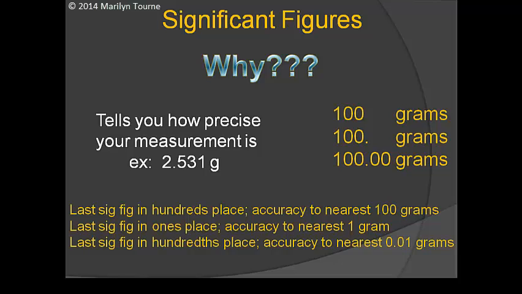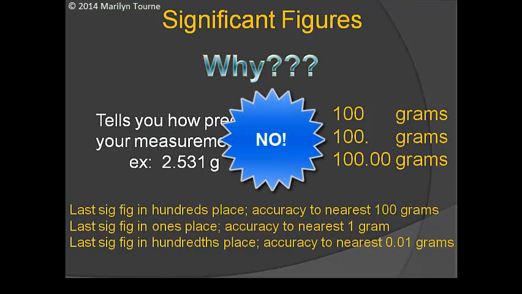Now, if I told you that something weighed 100 grams and I showed you these 3 numbers that you see on the right, would you think that they are exactly the same numbers? Well, yes, they are exactly the same numbers. They're all 100. But are they all the same as far as significant digits? Are they all the same as far as the measurement that you're taking?